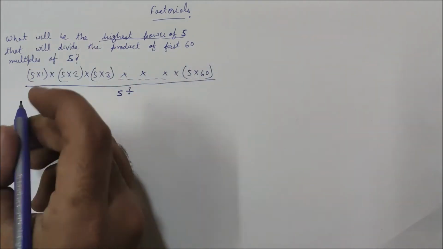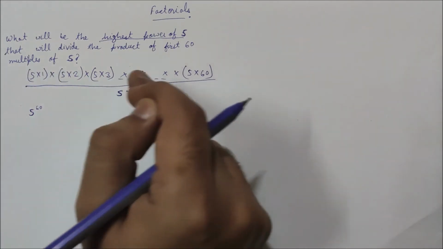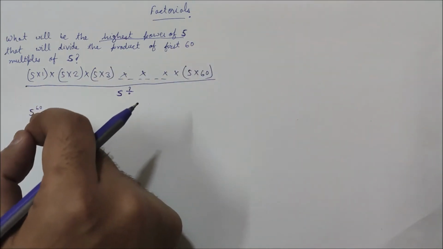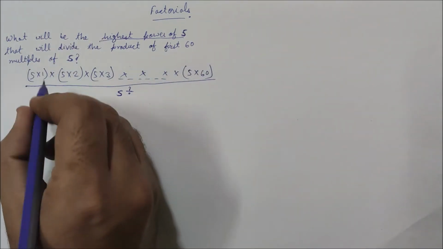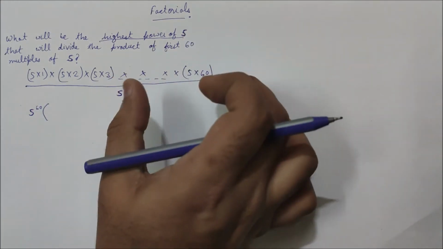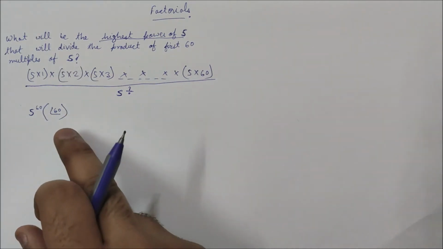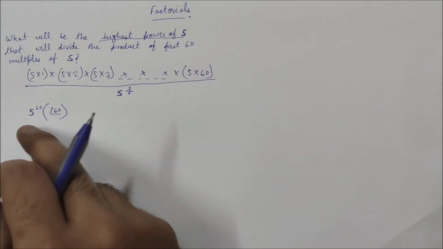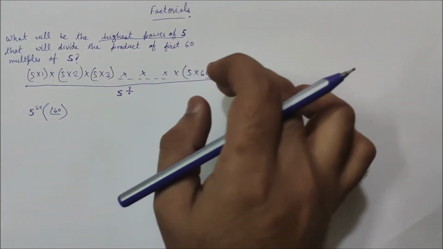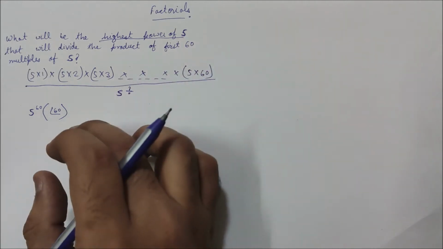So when I take 5 out of these brackets, I'll get 5 to the power 60, because there were 5s in all these 60 brackets, and I've taken these 5s out, so I get 60 5s outside. And in the bracket I would be left with 1 into 2 into 3 into 4 till 60. So that is nothing but factorial 60, right? Now I need to calculate the highest power of 5 for this expression. See the beauty of how we changed a long expression into something very short and very similar to what we were doing in previous questions.